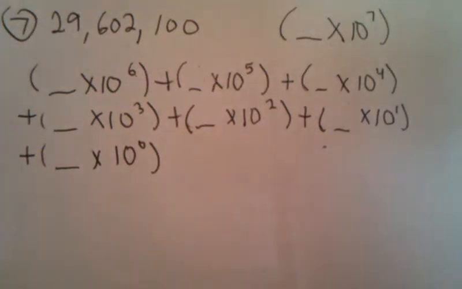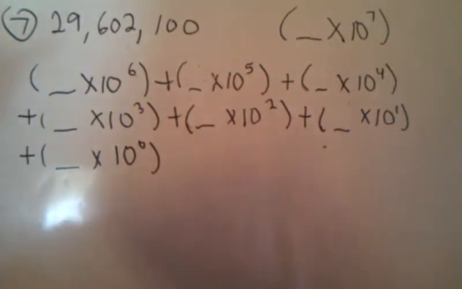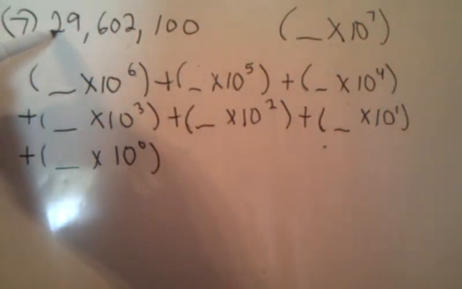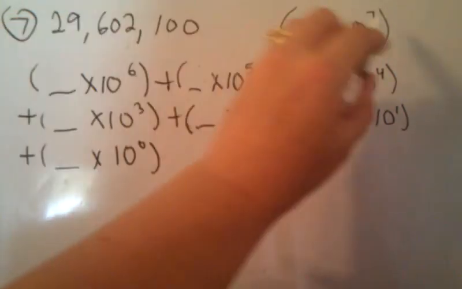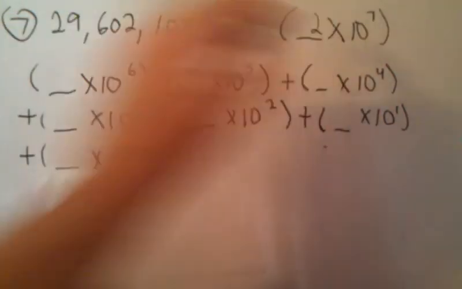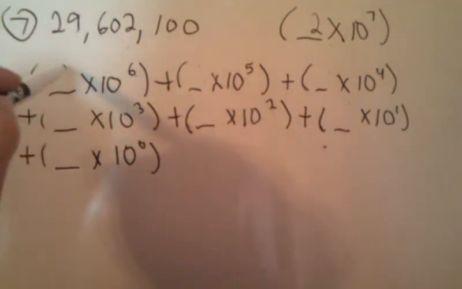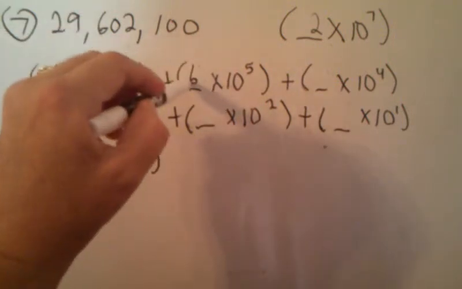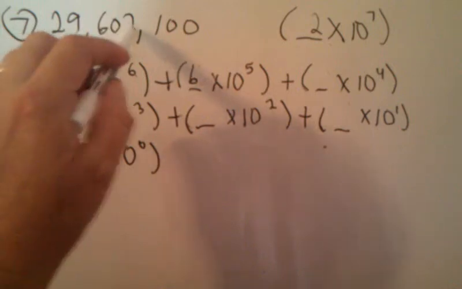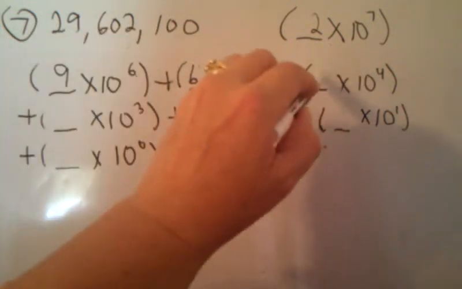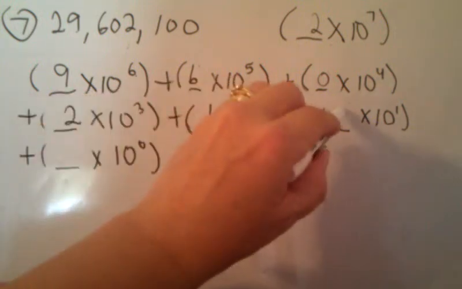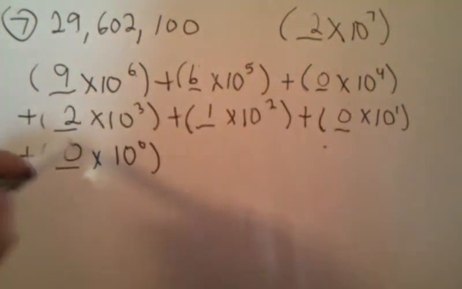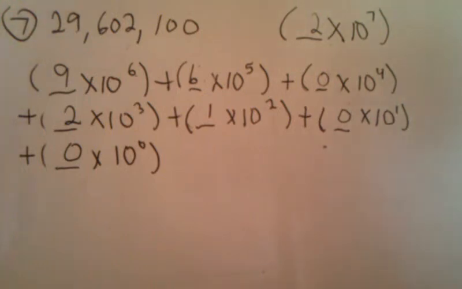Alright, let's see how we did. Let's look at the first number, the 2. How many numbers are after the 2? 1, 2, 3, 4, 5, 6, 7. So it goes with the 7. Okay? My next number is 9, then 6. I'm at 0, so I need to check it. 1, 2, 3, 4. It's there. Okay, so 0, 2, 1, 0, 0. Are you kind of getting the hang of that?